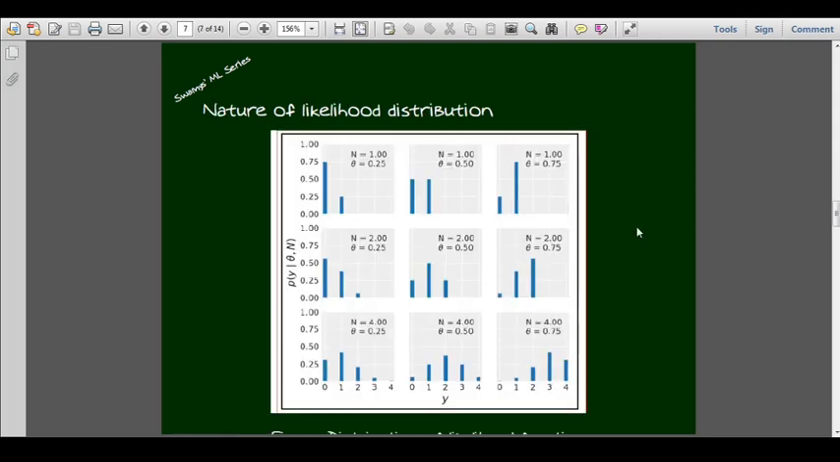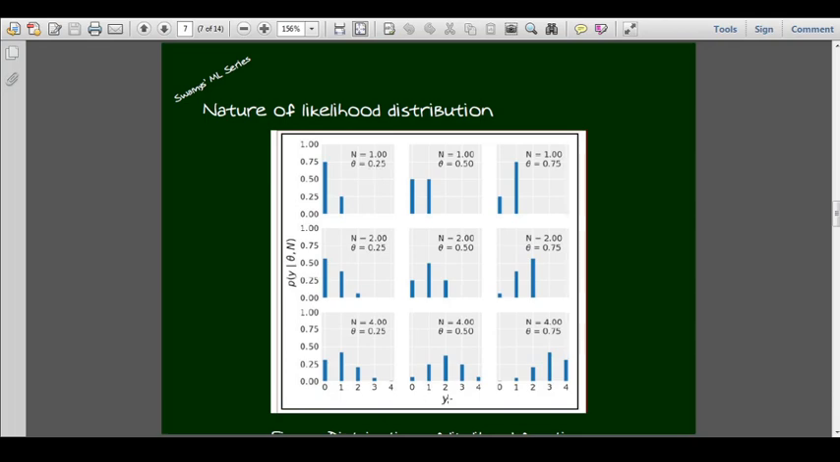Now we think about the likelihood distribution. The likelihood distribution is like this. Here also, I repeat, I am considering getting head as success. In the case of one toss, I consider only one toss. The theta is equal to 0.25. That means the probability for getting head is 0.25.